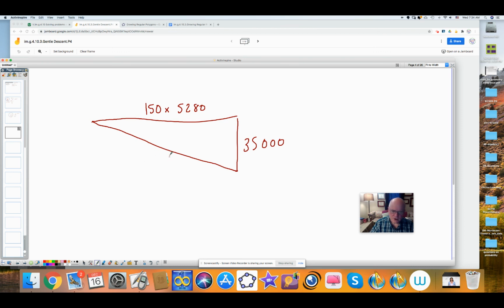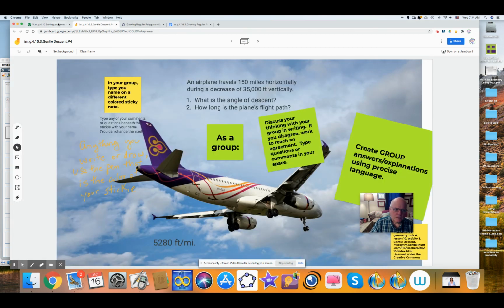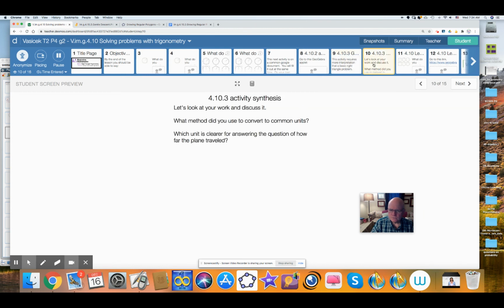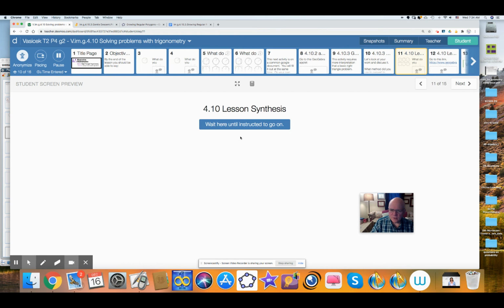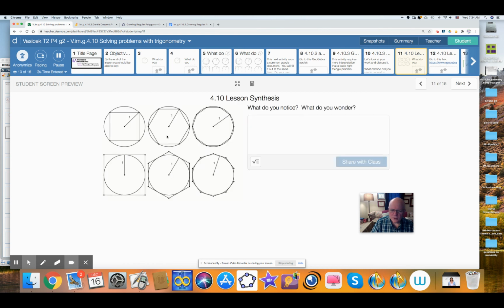If you do this calculation, this would be the opposite side from this angle. This would be the adjacent side. So we use the tangent. To find the angle, we use the inverse tangent of this rise divided by this run. And that will give me the angle. We would look at the work and discuss it. And what do you notice now about this? They get closer and closer to the perimeter of the circle.